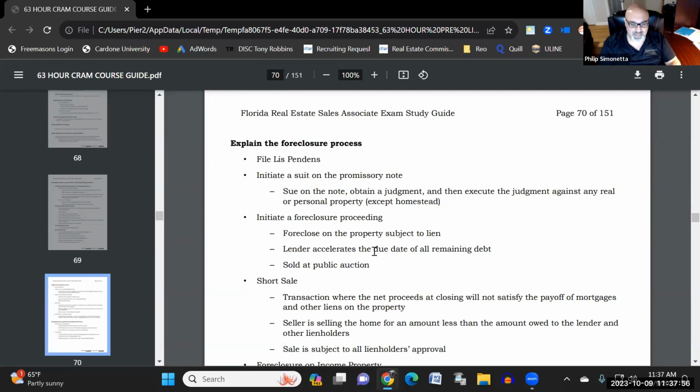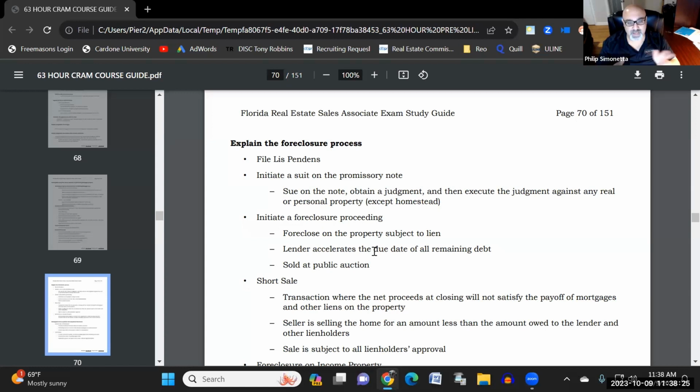Unless you're homesteaded, it's a different process. It's a little bit different because they can't take the personal property. Initiate a foreclosure proceeding. Once they have that judgment, they start a foreclosure proceeding on the property subject to the lien. The lender accelerates the due date on the remaining debt. They use the acceleration clause right there. That's when they make it due. And then it goes to public auction.